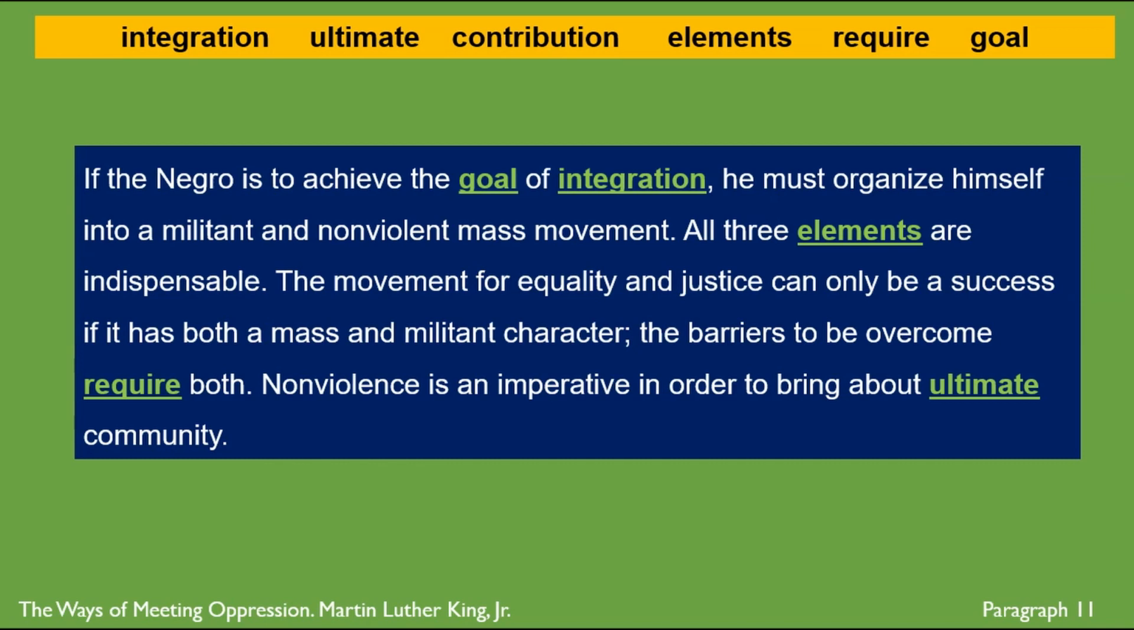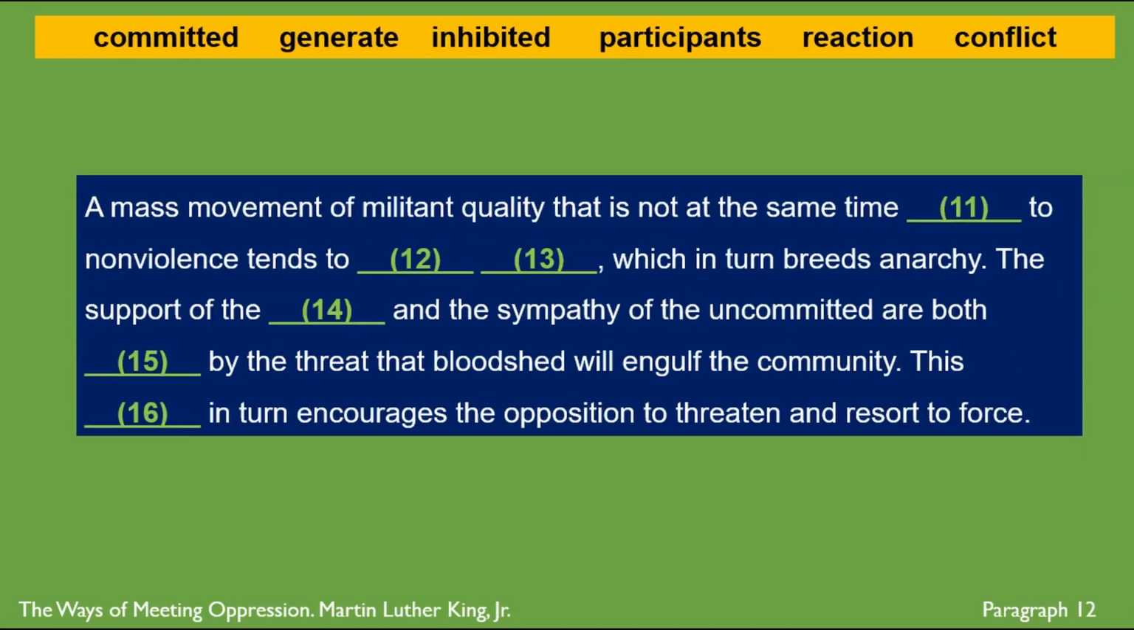If the Negro is to achieve the goal of integration, he must organize himself. Okay? All 3 elements are indispensable. All 3 parts are necessary for this. The barriers to be overcome require both, and nonviolence is an imperative in order to bring about ultimate community, so the best community. We have another difficult one with 5 blanks.